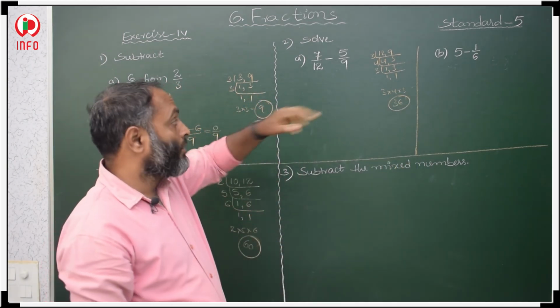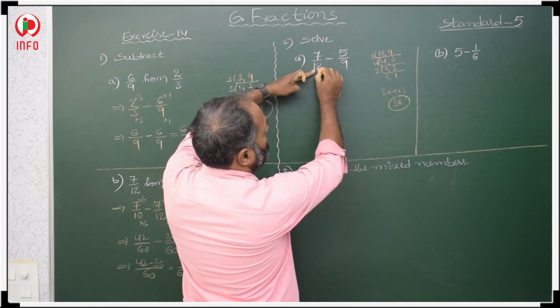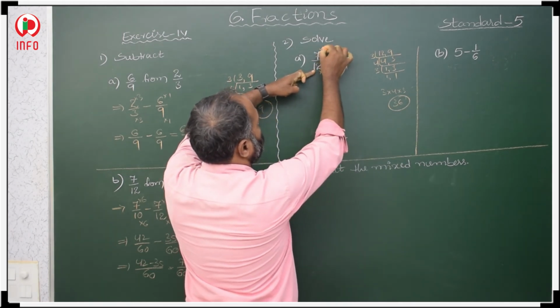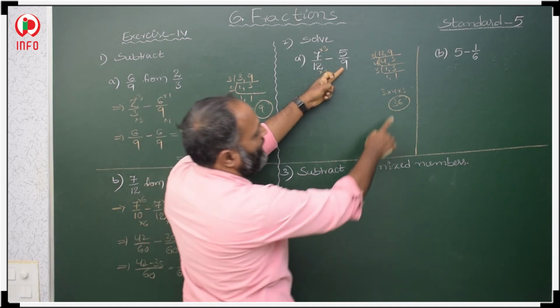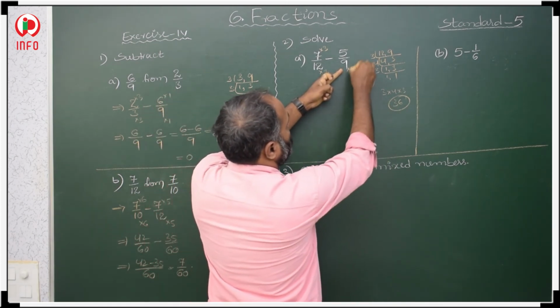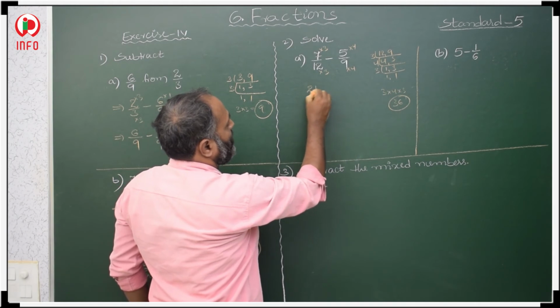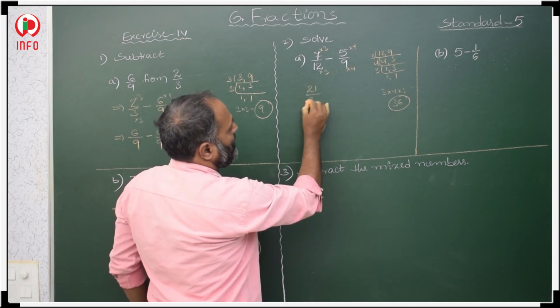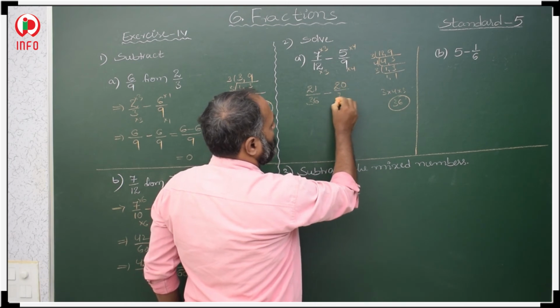Okay. In the first fraction denominator, when will you get 36 in the 12 table? 12 3s are 36, so multiply with 3. In the second fraction denominator 9, in the 9 table, when will you get 36? 9 4s are 36, so multiply with 4. 7 3s are 21, 12 3s are 36, minus 5 4s are 20 by 9 4s are 36.